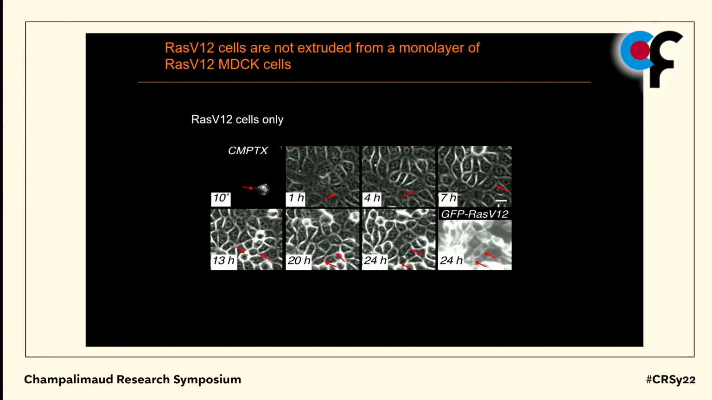So this is a non-cell autonomous process that occurs specifically between normal and transformed cells. If you culture normal cells and RAS-transformed cells separately, you will never observe this phenomenon. So this is an interesting point in this cell competition study. Then the next question is whether comparable phenomena can also occur in vivo.